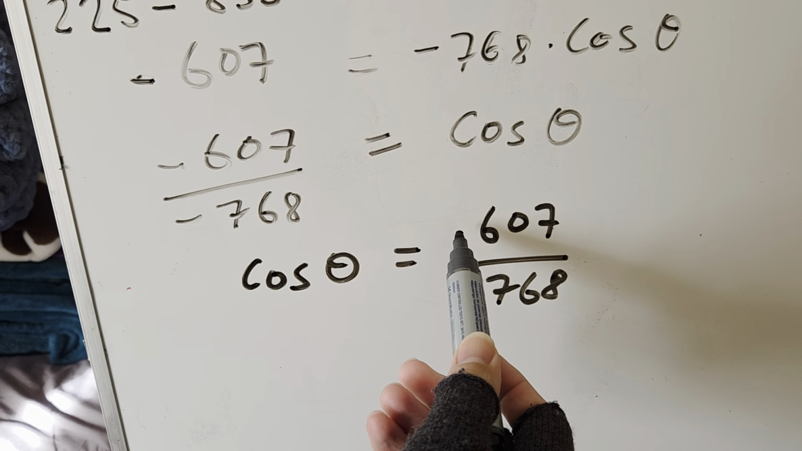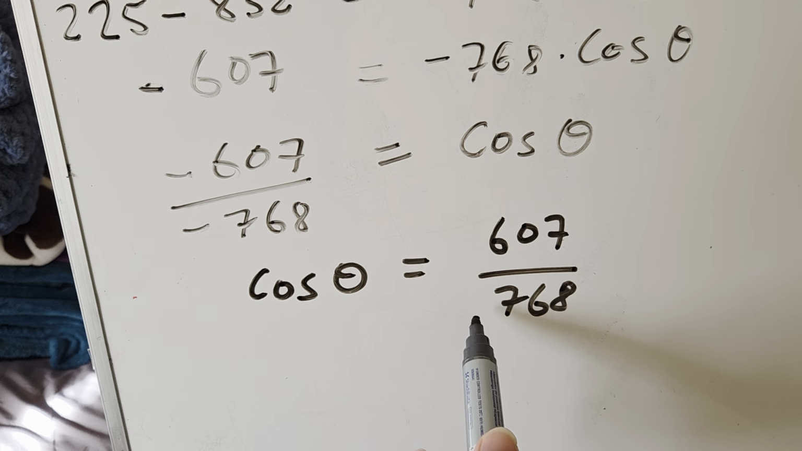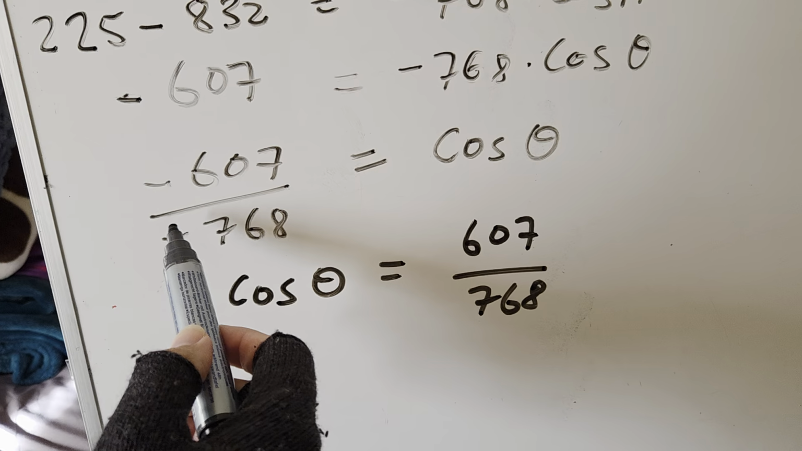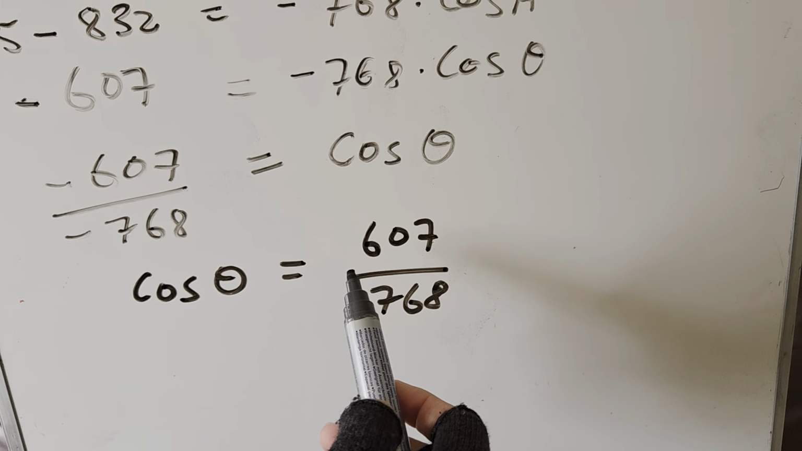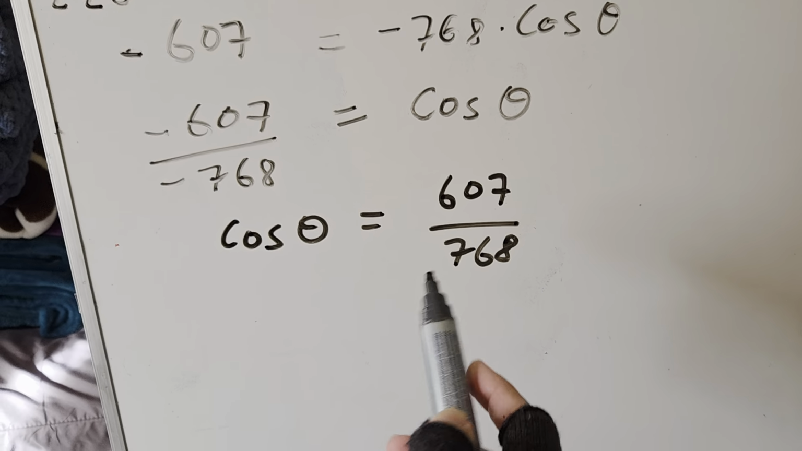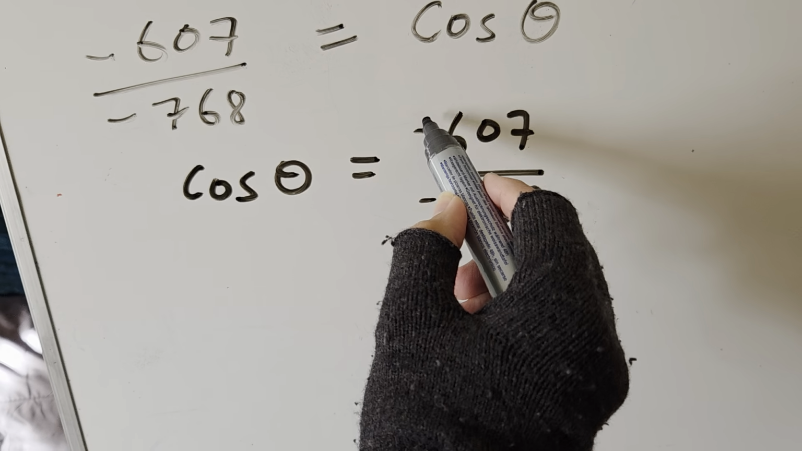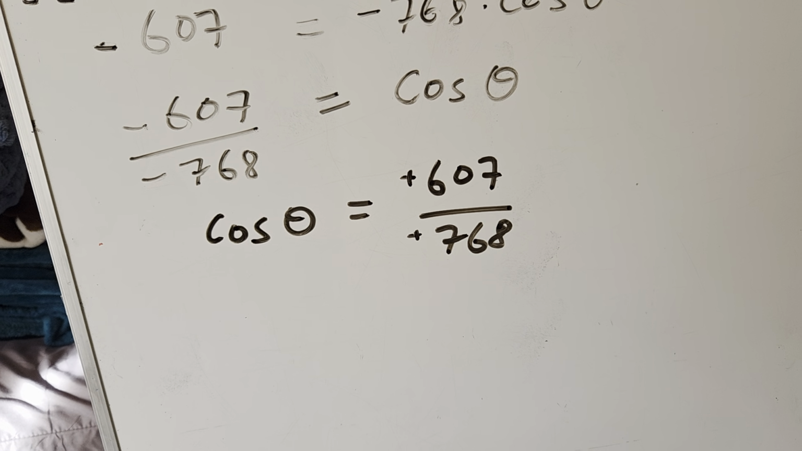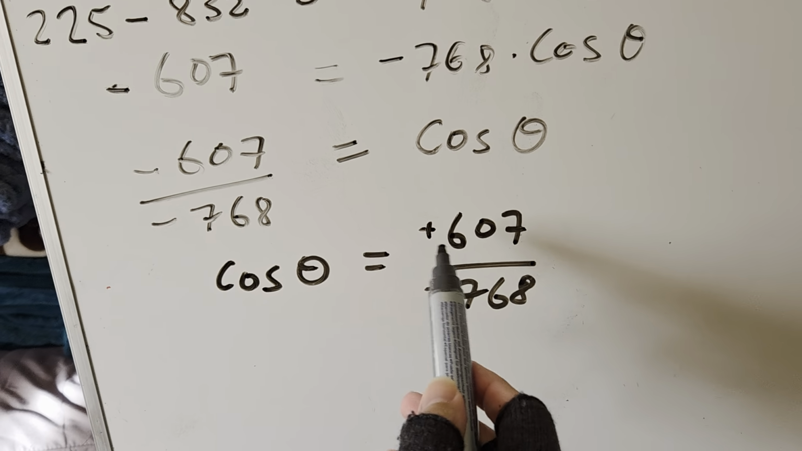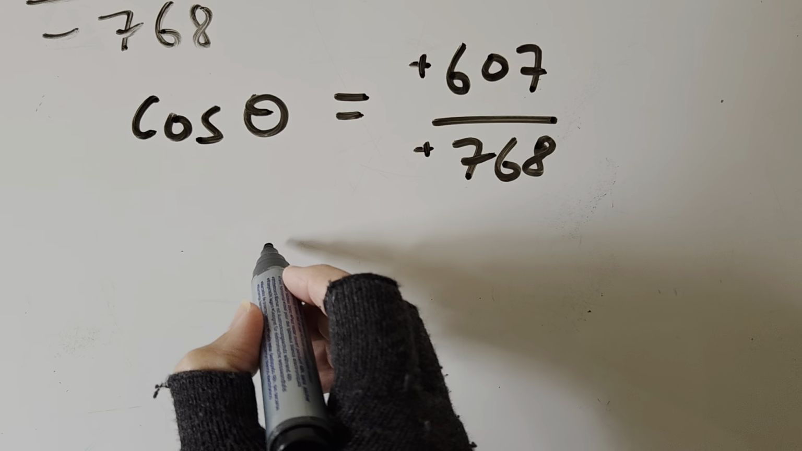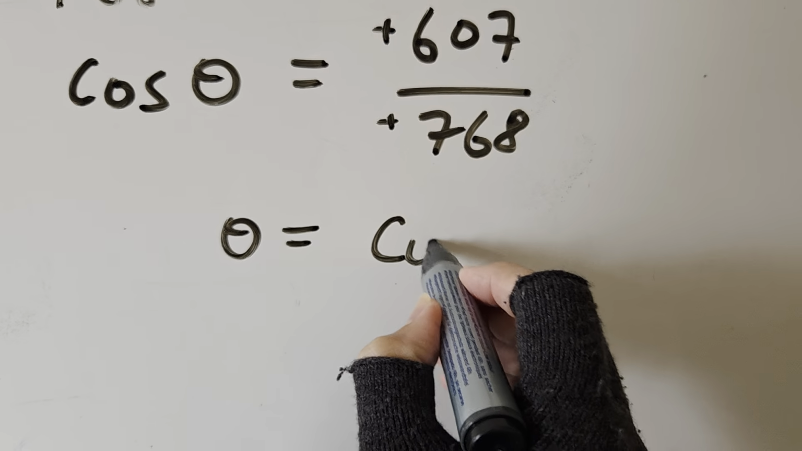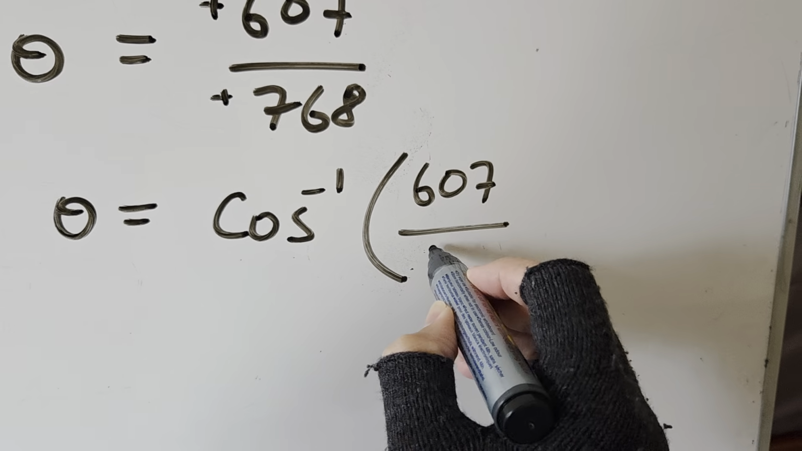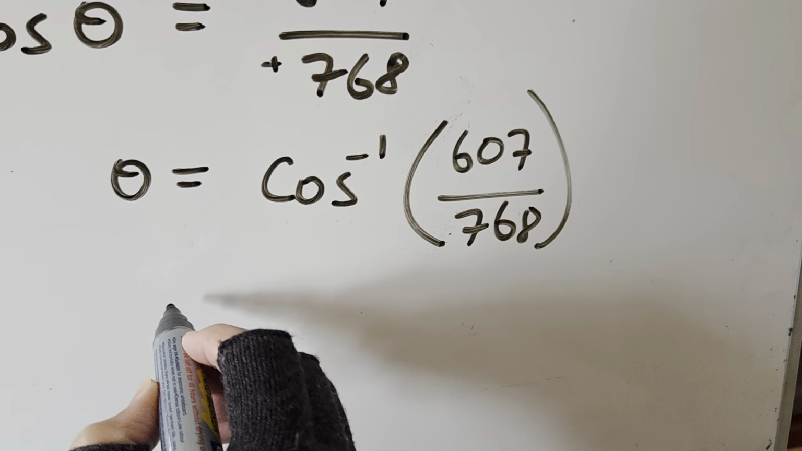Now this fraction has got away with the negative sign, not because it changed the side, because negative over negative gives a positive value. So whether it's still on the left hand side or goes to the other side, it doesn't matter. If the numerator and the denominator are both negative, they convert to make the fraction positive. So the theta over here will be equal to cosine inverse of 607 divided by 768.